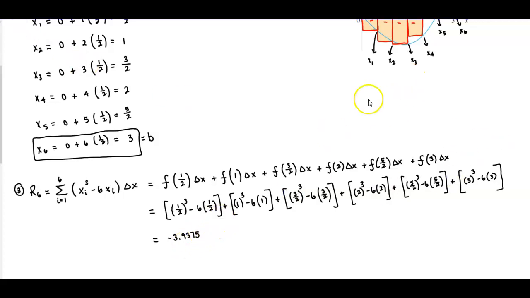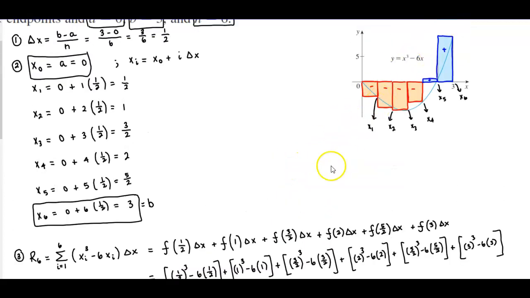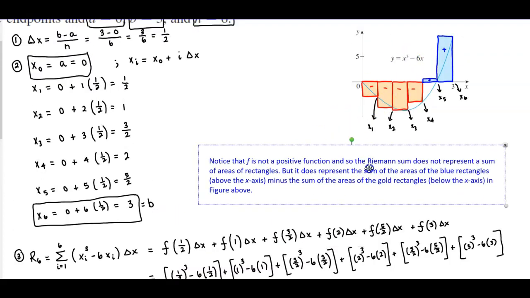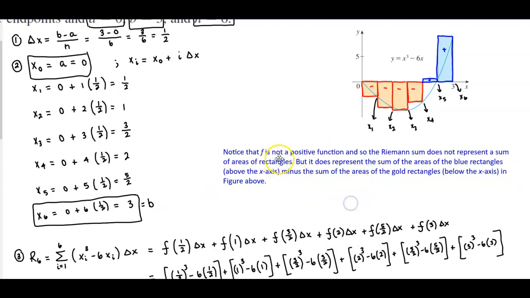So there is the area using the right endpoints. Let's take a look at this graph. I want you to notice that f is not a positive function, and so the Riemann sum does not represent a sum of areas of rectangles. But it does represent the sum of the areas of the blue rectangles above the x-axis minus the sum of the areas of the gold rectangles, which are below the x-axis in this figure above.